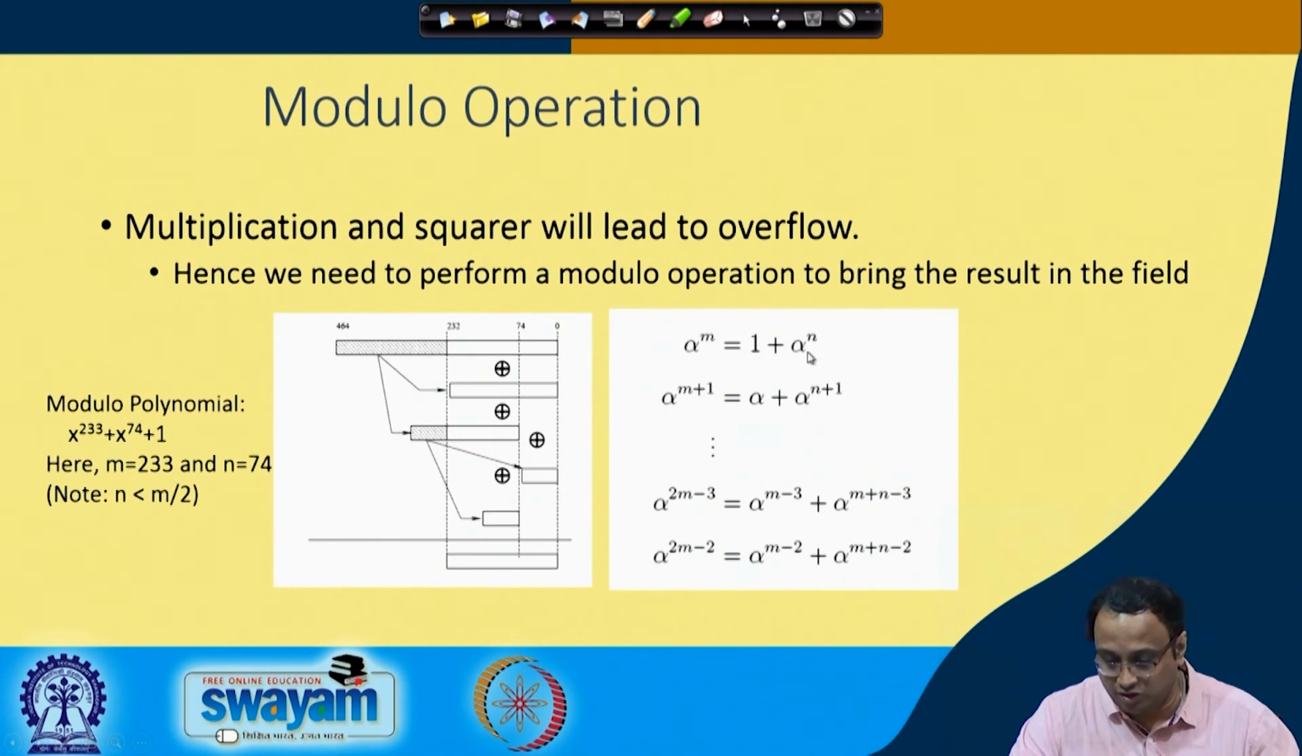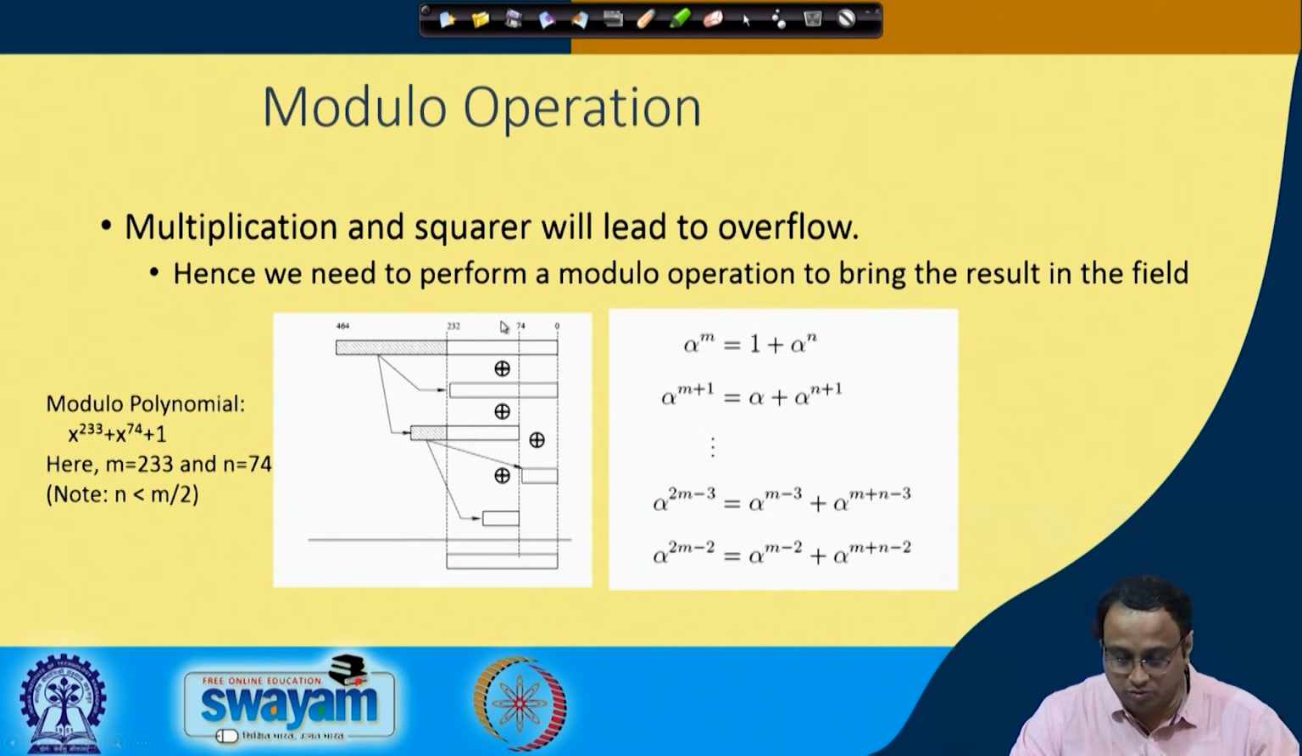On the other hand, there is another component which is alpha to the power of n till alpha to the power of m plus n minus 2. Here it starts from alpha to the power of n, so n is 74. It starts here at 74 and continues beyond. Till it reaches 232, it is fine because it is inside the field, but beyond that it again exceeds the field, so you have to reduce it again. How do you reduce it? Again you take these elements and do a similar operation. In this case, with just one reduction it gets into the field, and therefore the final result is in the field.